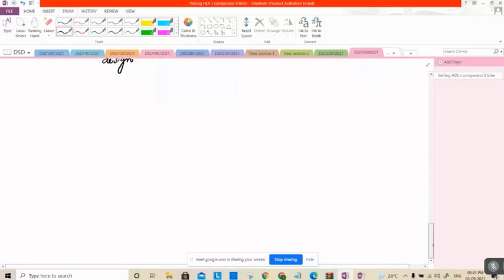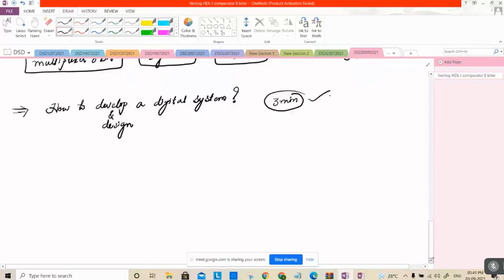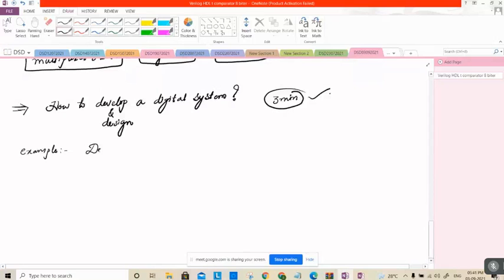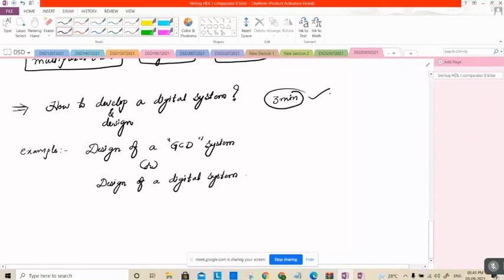What are the components of a digital system? Also, understand the example. Design of a GCD system. Design of a digital system to calculate the GCD of two numbers.